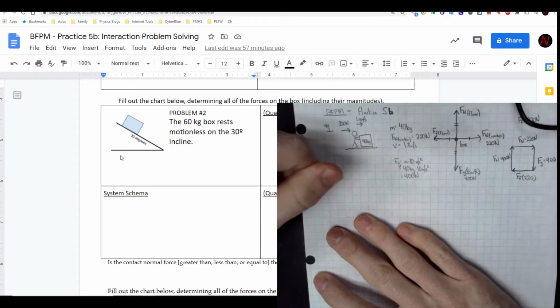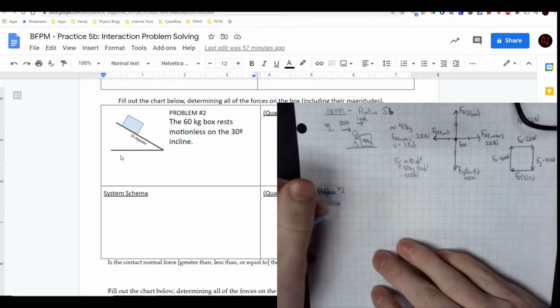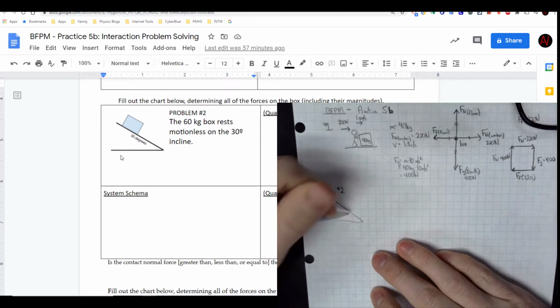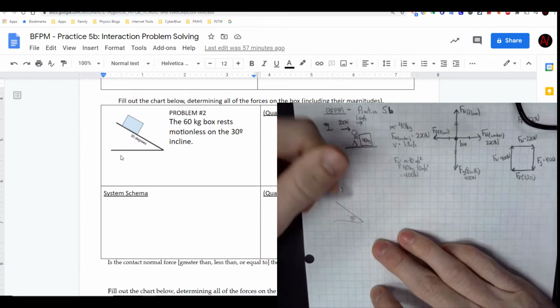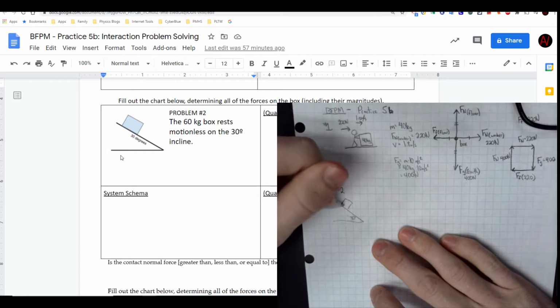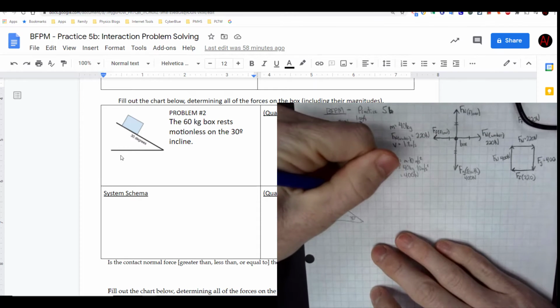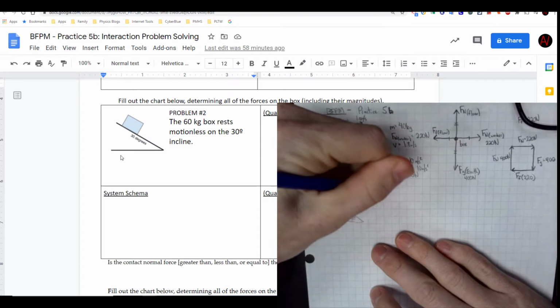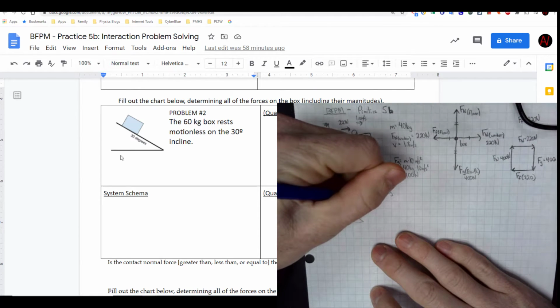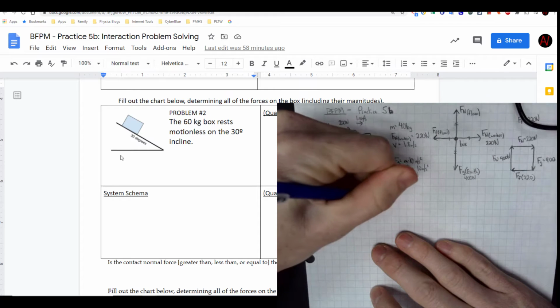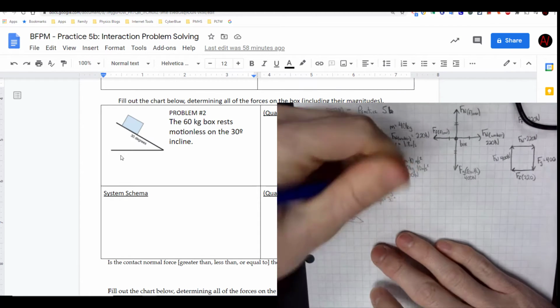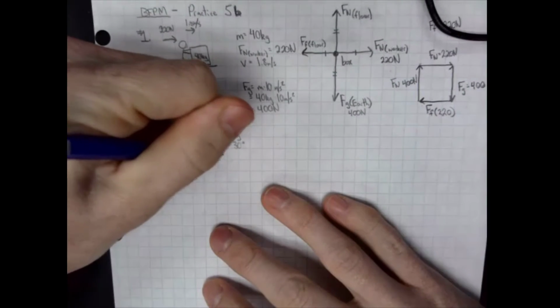Problem number 2 has a box on a ramp. Draw my box. Says it's a 30-degree angle. The box is held there because of friction. It's a 60 kilogram box. So the mass equals 60 kilograms. The angle equals 30 degrees. The velocity is 0.